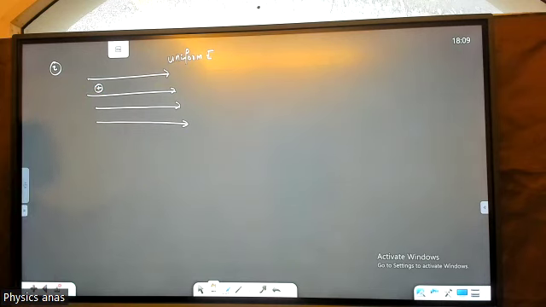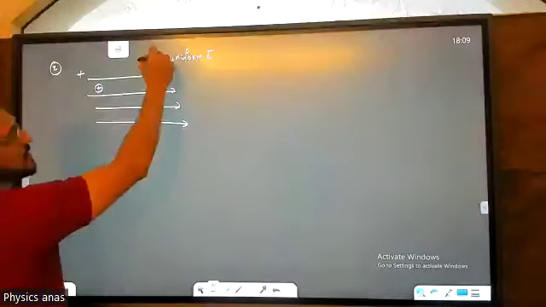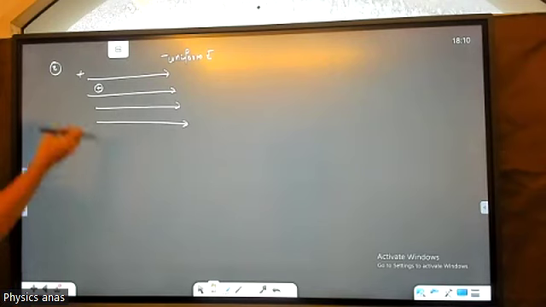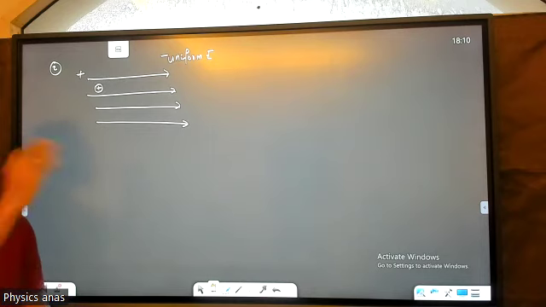What will happen to this? You are taking a positive charge and releasing it. Electric field means there will be a positive charge here and a negative potential here. That's why the electric field is like this. If you are releasing a positive charge from rest, it won't remain constant. What will happen to that charge?